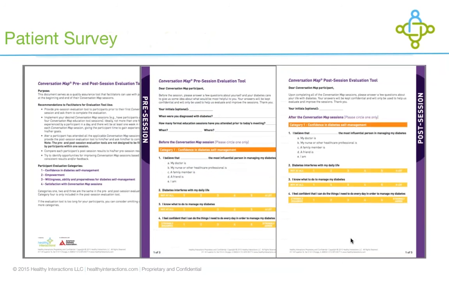Patient survey. This is really nice when you would like to evaluate, to get satisfaction and feedback from your patients about a session. The patient survey has 4 categories, and you can use it either as a whole, or select the category that best meets your needs. One is confidence in diabetes self-management. The other is empowerment. The third is willingness, ability and preparedness for diabetes self-management care. And the fourth is satisfaction with the conversation map session.